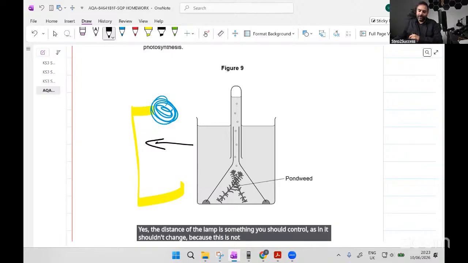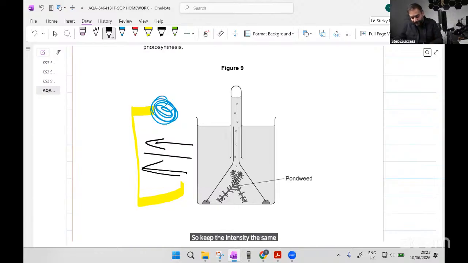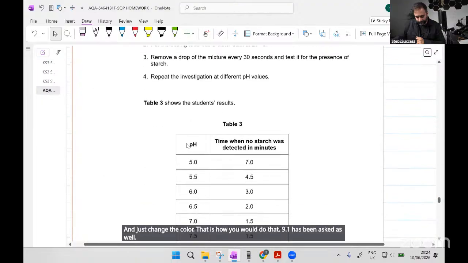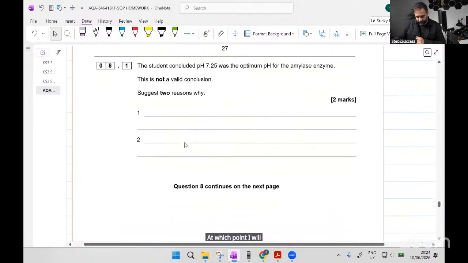because this is not the same practical as the one you normally learn about, where you are changing the distance because you're investigating the light intensity. Here, you're not changing the light intensity. You're just changing the color. So keep the intensity the same, keep the distance the same, and just change the color. That is how you would do that. 9.1 has been asked as well, at which point I will probably finish after this.